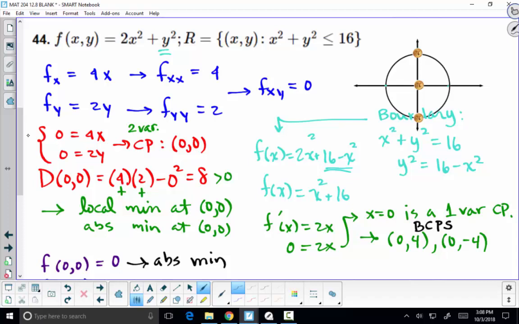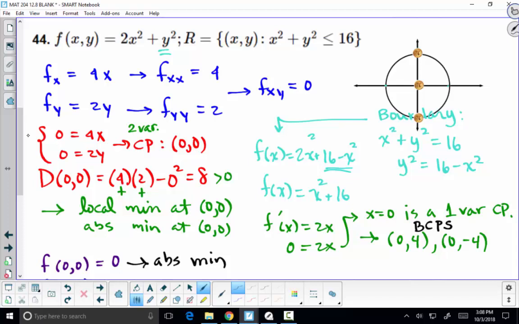Okay, so let's see. Where the partial derivative there is 0, plugging in 0 there, we get y equals plus or minus 4. I am baffled.